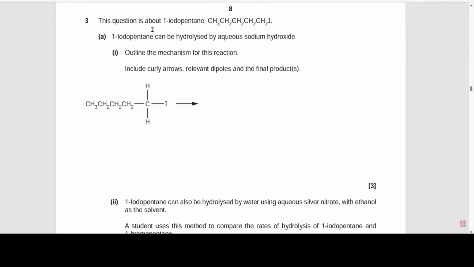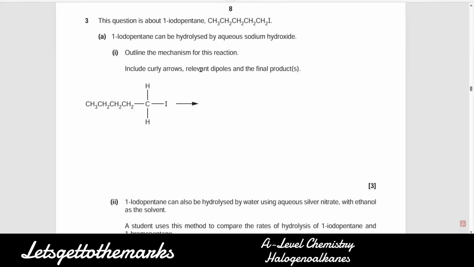All right, yeah. Question 3. This is on halogenoalkanes. So why don't you grab a pen, grab some paper, pause the video, have a go at this question, and then unpause and watch the explanation.